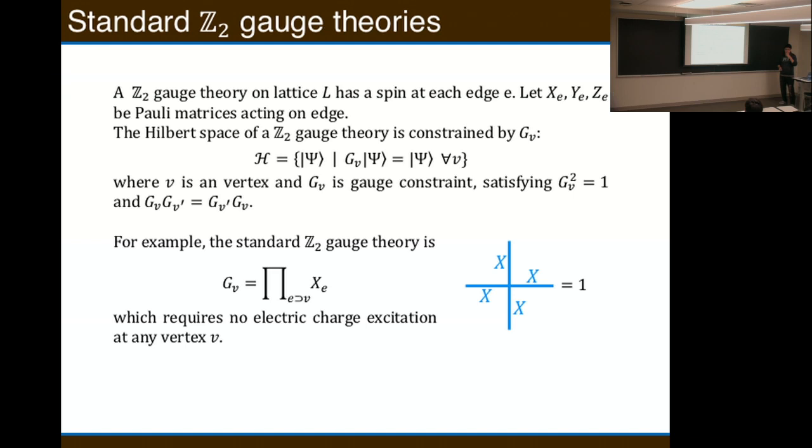The standard choice is to consider the product of Pauli X operators around the edges of a vertex. We require this product to equal 1. This is similar to the so-called Gauss law in electrodynamics, so there's no charge excitation at vertex v.